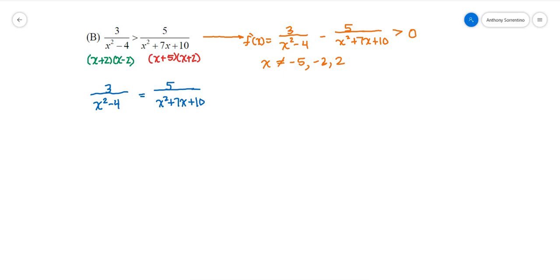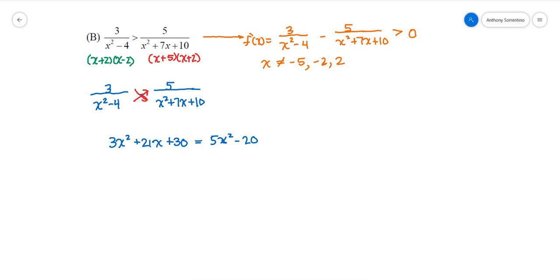But now I'm ready to solve this equation down here, so I'm going to cross multiply. If I go in this direction, I'm just going to basically have 3 times the x squared plus 7x plus 10, which is going to give me 3x squared plus 21x plus 30. I have to remember I'm distributing. And if I go in this direction, I'm going to have 5 times x squared minus 4, which is going to give me 5x squared minus 20.